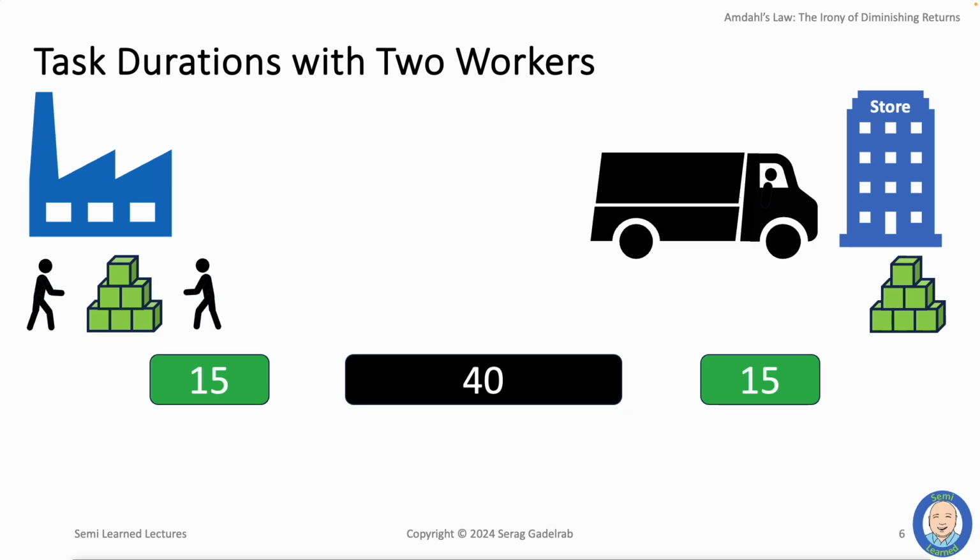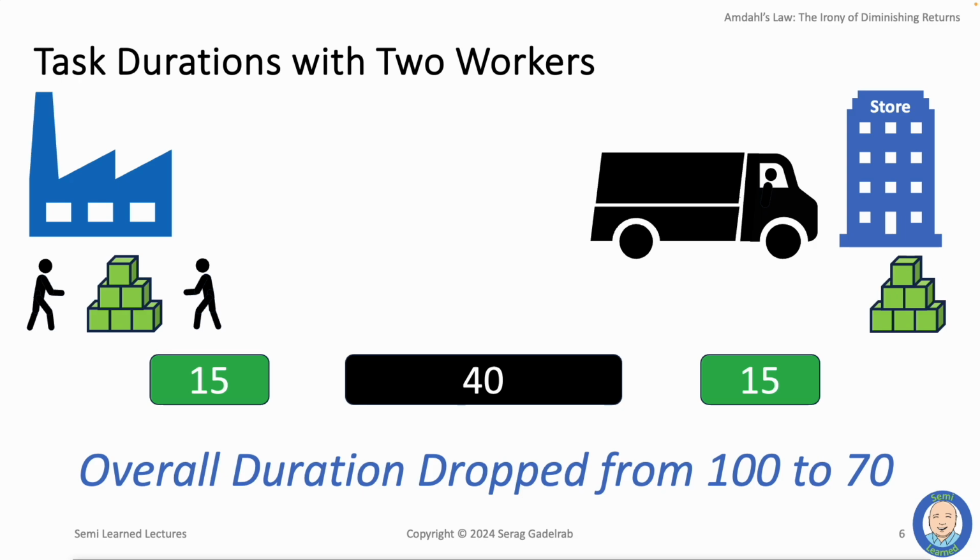And in return for doubling the number of workers, the overall duration has now dropped from 100 minutes to 70 minutes. So we spend double the money on worker wages, but our duration does not reduce to half due to the serial portion of the task that does not change no matter how many workers we add. And unfortunately, the more workers we add, the less incremental benefit we're going to get. What is happening here is a perfect example of the law of diminishing returns.